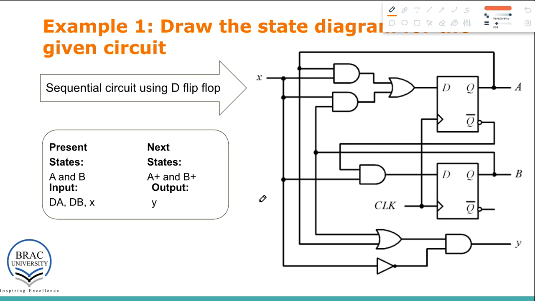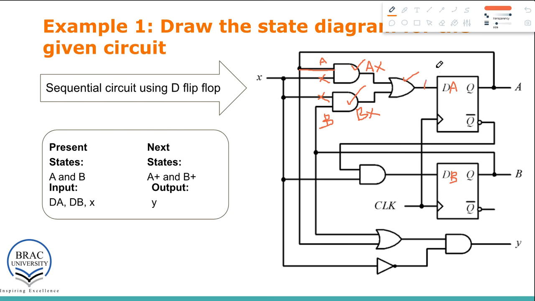In the next part we'll try to find the equations of DA and DB. So let's consider the equations. Here DA comes from this OR gate, and this OR gate comes from these AND gates. In the first AND gate one part is coming from A, and the other part is coming from X. So this produces A dot X, or AX. In the next AND gate one part is coming from X and the other part is coming from B. So this is BX, and AX and BX go into this OR gate.